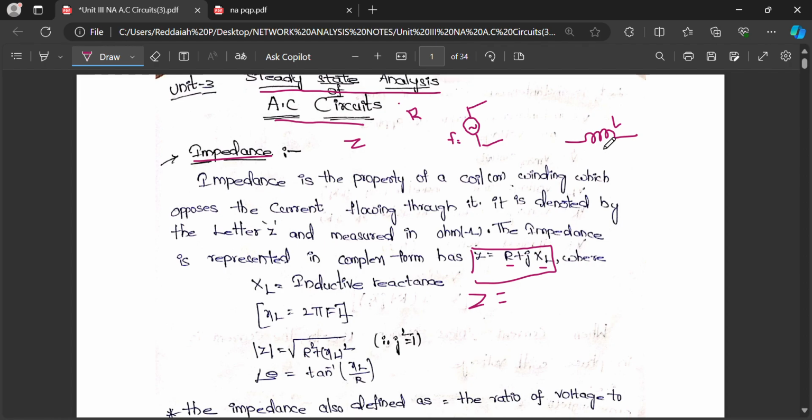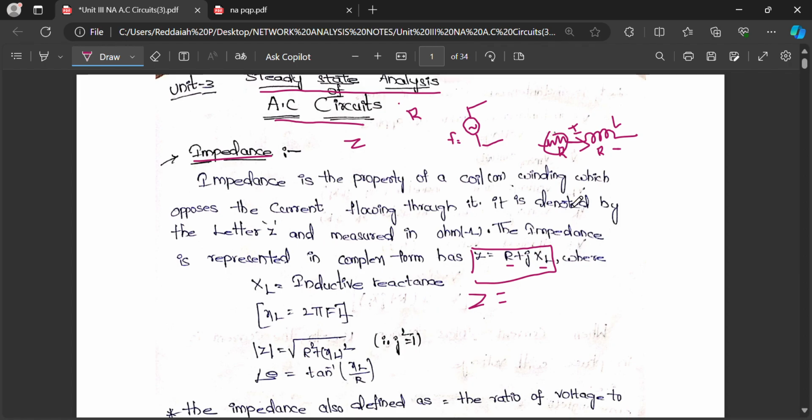Every inductor stores energy. Due to that energy, it will oppose the current. Whenever current flows, it will be opposed by the inductor. That property of the coil is called impedance. Z equal to R plus jXL. R is the internal resistance of this coil. Sometimes the internal resistance may be represented like this: R and L connected in series, in the sense that R is the internal resistance of this inductor L. R plus jXL, the complex form of resistance and inductive reactance, is called impedance.